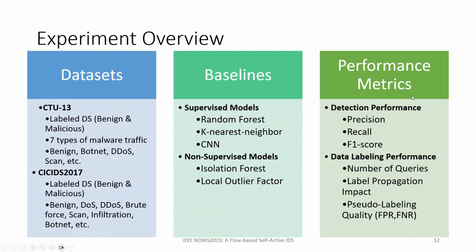For performance metrics, we have two groups. The first is the detection performance, with precision, recall, and F1 score, and the second is the data labeling performance. What is the quality of the data labeling? We have different metrics like number of queries, label propagation impact, and pseudo labeling quality.